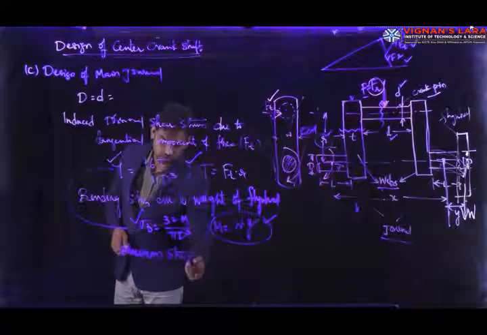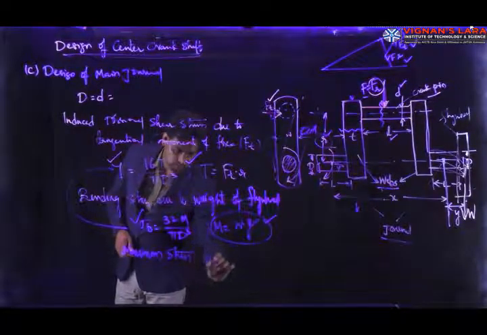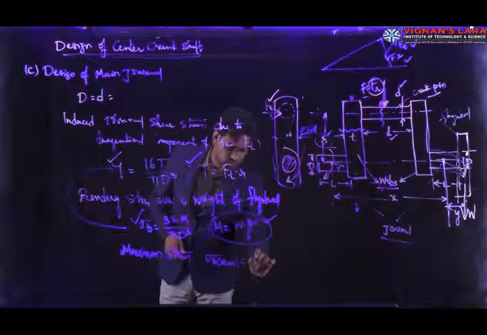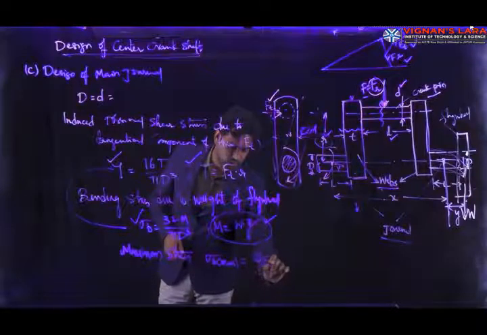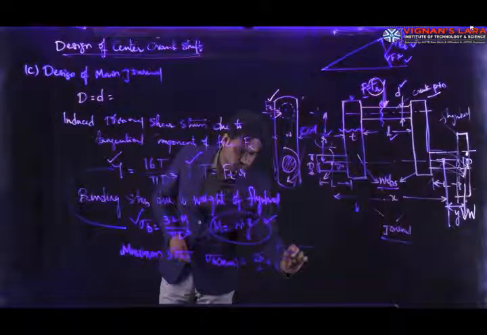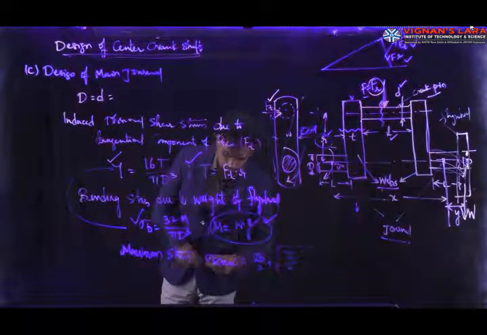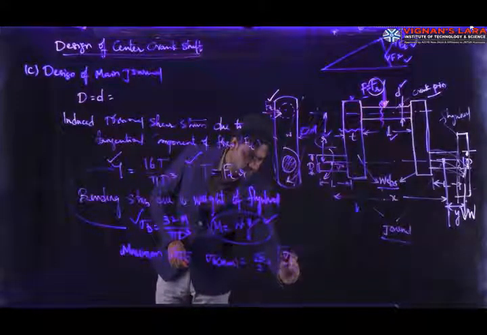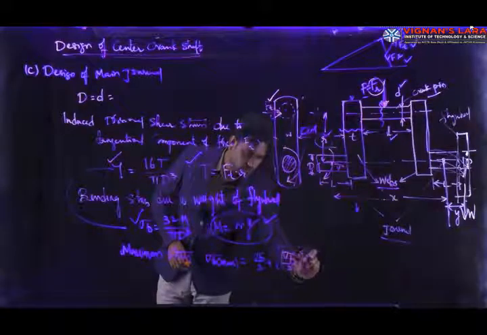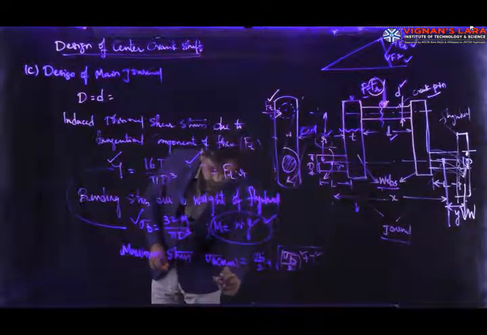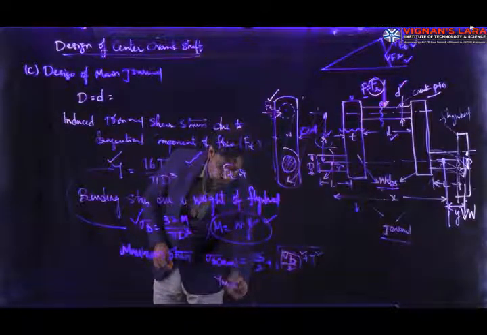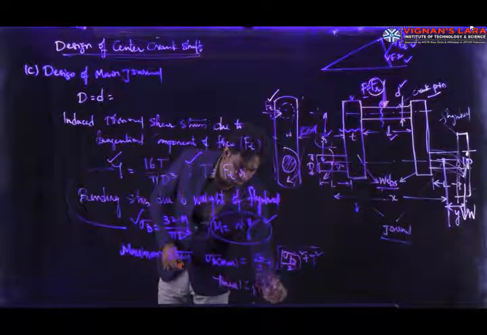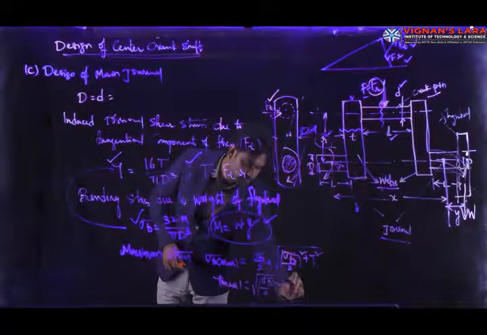So here the maximum stress in bending, sigma b max, is given by sigma b max equal to sigma b by 2 plus root of sigma b by 2 whole square plus tau square, and similarly the maximum shear stress tau max is given by root of sigma b by 2 whole square plus tau square.